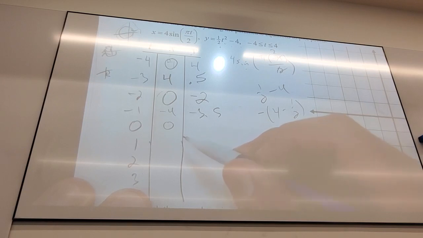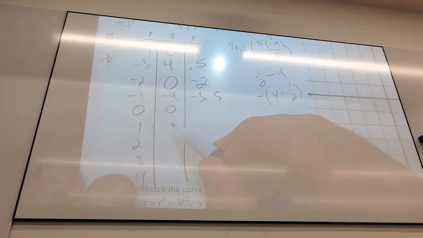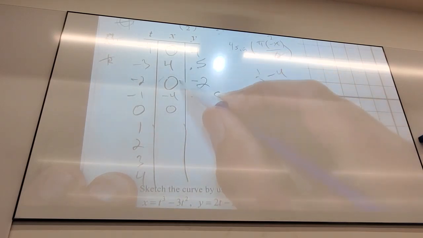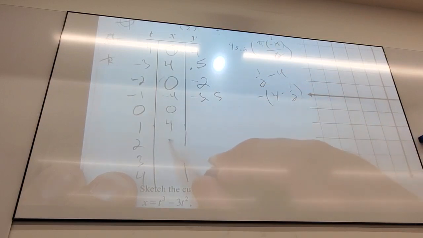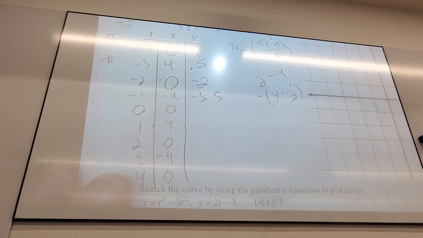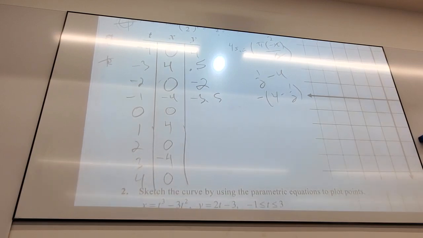Sine is all about patterns. So what's sine going to do next? What's the pattern here? Let's fill this in. What's it going to do next? 4, 4, then negative 4, then 0. Yeah, we got you, sine. We made you. We're the humans here.